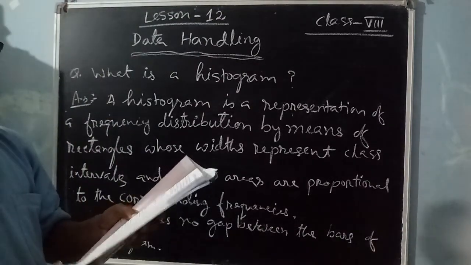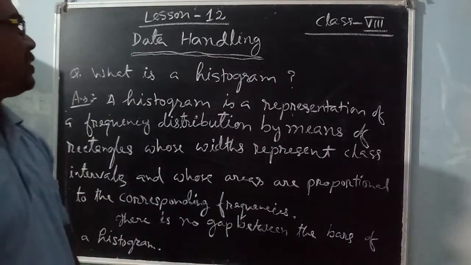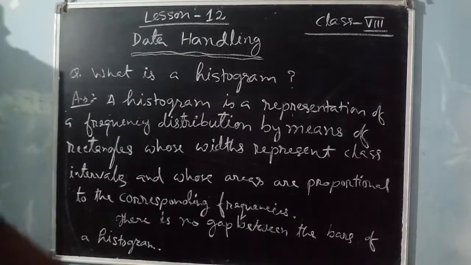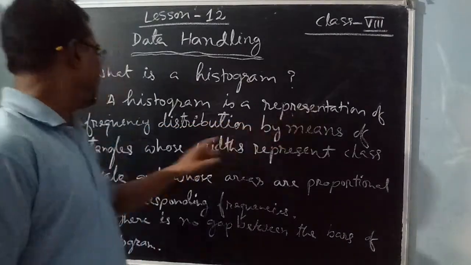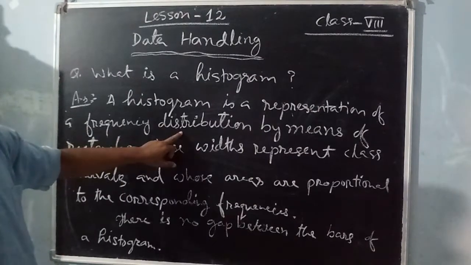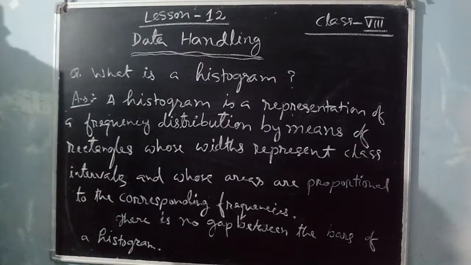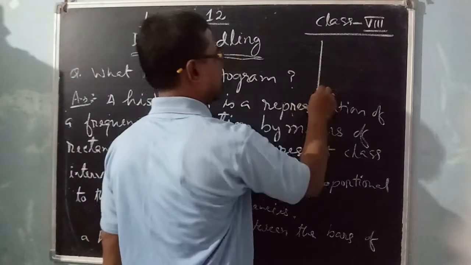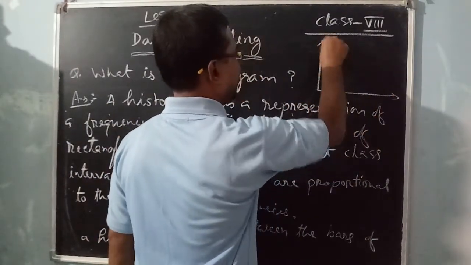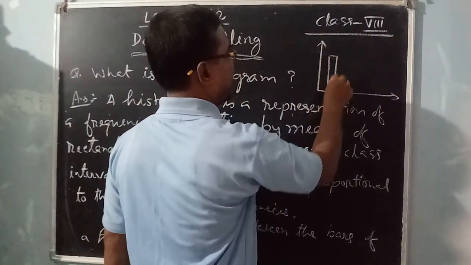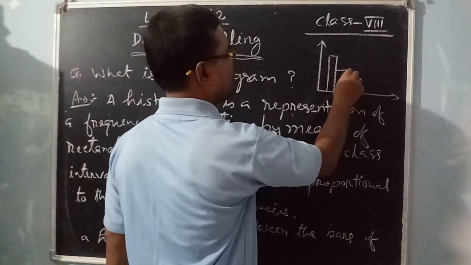Today's topic is the histogram. First, what is a histogram? A histogram is a representation of a frequency distribution by means of rectangles whose widths represent class intervals and whose areas are proportional to the corresponding frequencies. There is no gap between the bars of the histogram. If this is the x-axis and this is the y-axis, then we will represent some rectangles like a bar diagram.